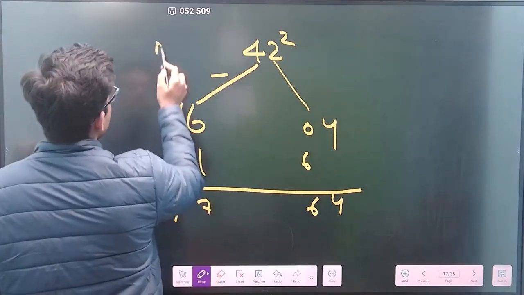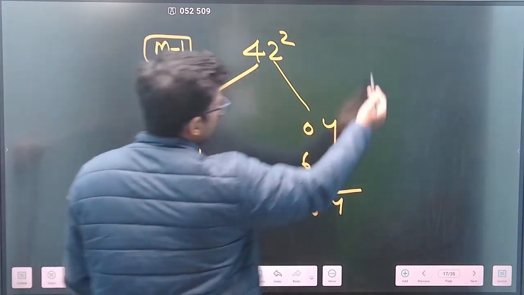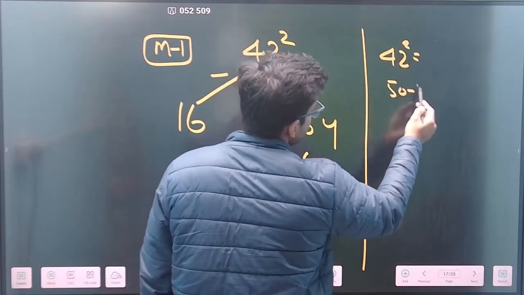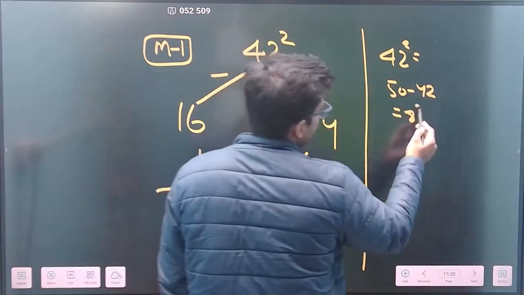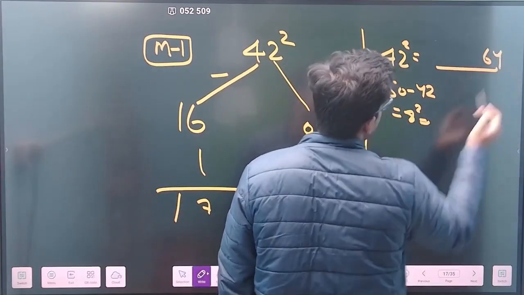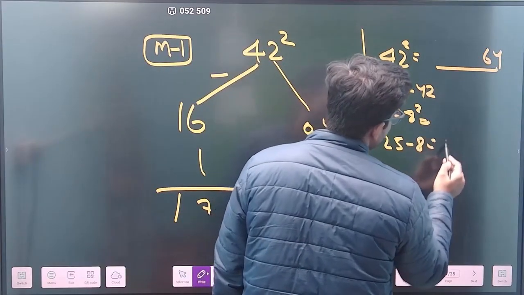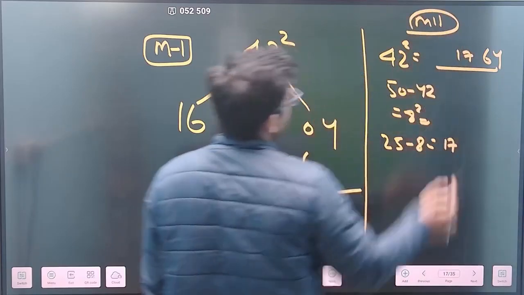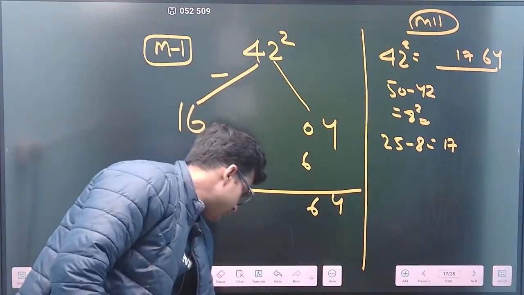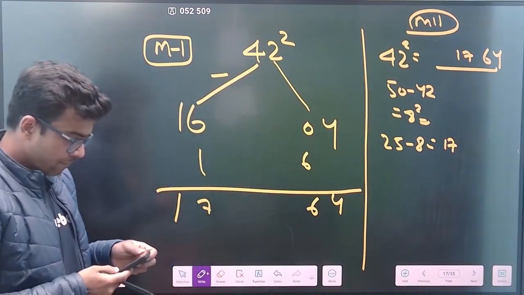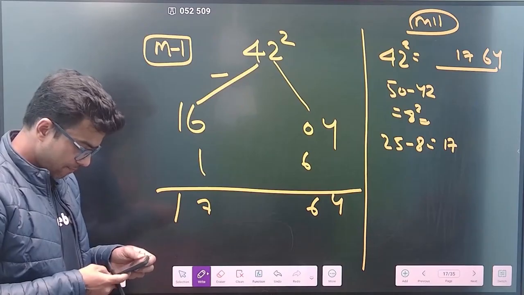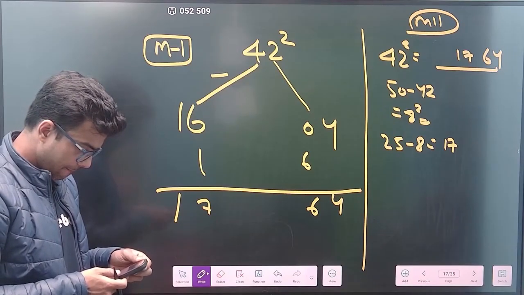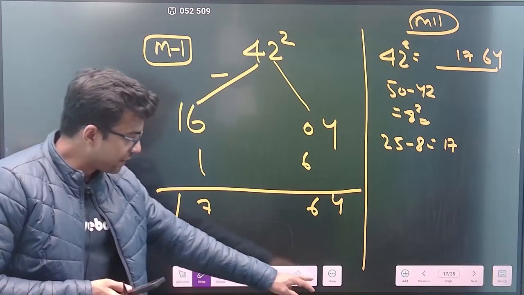This is method number 1. And what I guided you right now: by 42 ka square, you remembered I said this number is how much less from 50? You said 8. So we did 8 ka square, which is 64. Then 25 minus 8 is basically 17. And we write 17 over here. So this is method number 2. You can follow whichever way you want. Make sense? Clear?